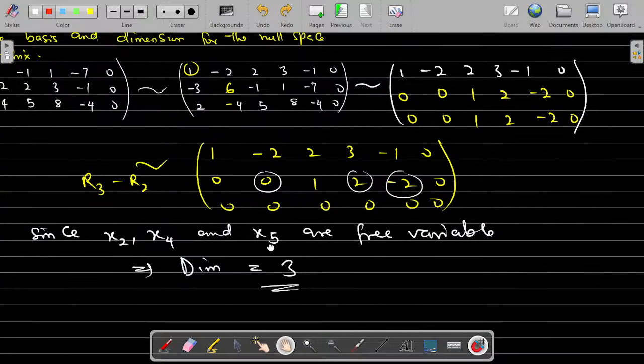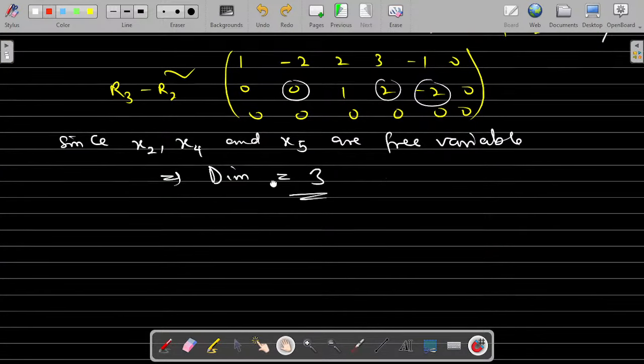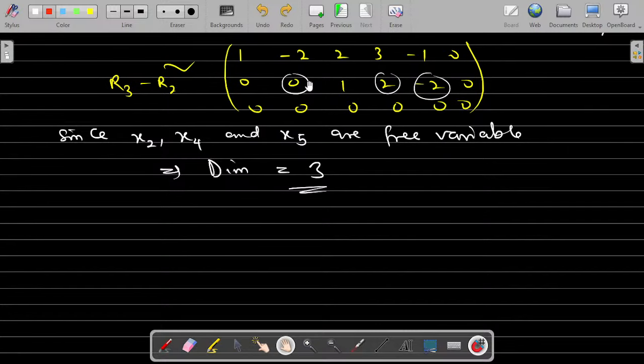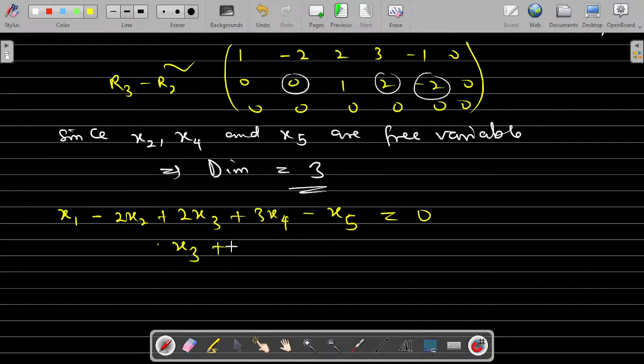So from there, you will see that you are going to have the whole of this. Let me try to write out the equation. So our equation 1 is going to be x1 minus 2x2 plus 2x3, and then plus 3x4 minus x5 will be equal to 0. And then equation 2 starts from x3, so you just have x3 plus 2x4 minus 2x5 will be equal to 0.